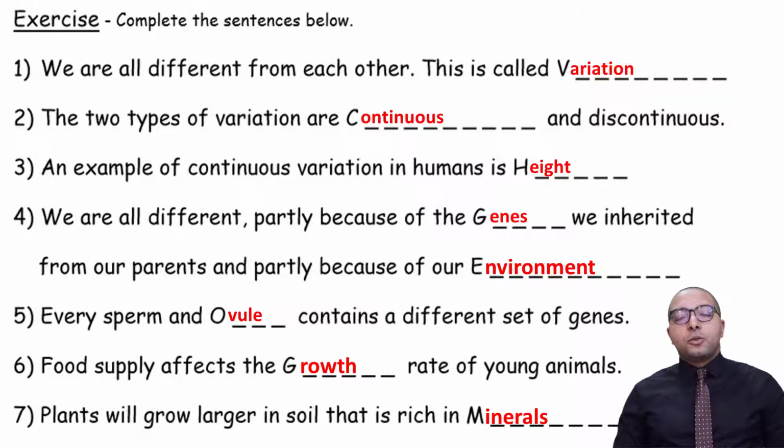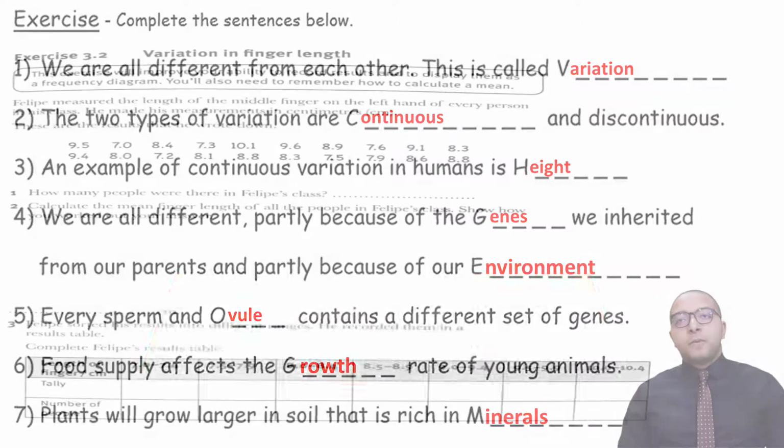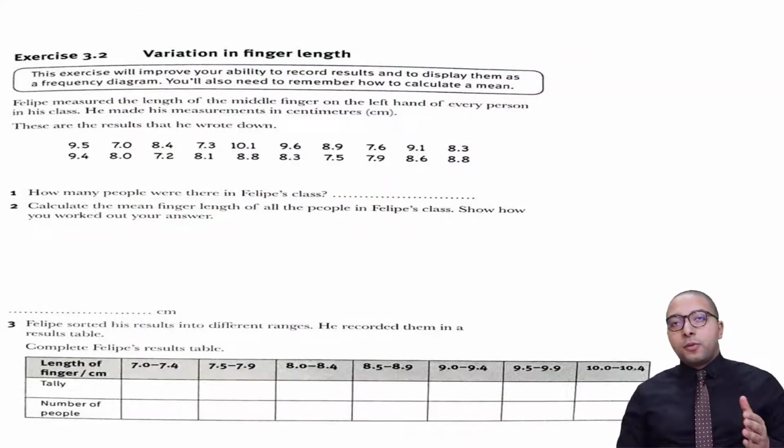Right now we're going to answer the questions of the workbook. So I want you to get your workbook on page 35 and 36. We're going to answer the following exercise together. But before we start, I want you to go through the exercise. It's an exercise based on the variation in the finger length.